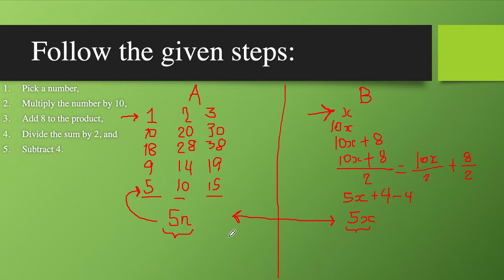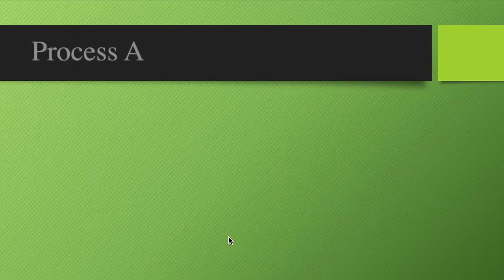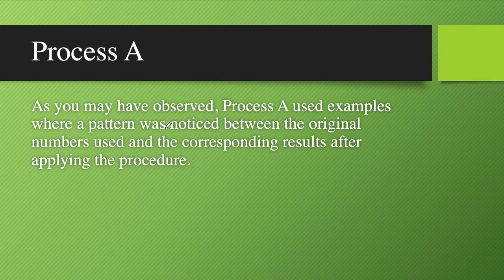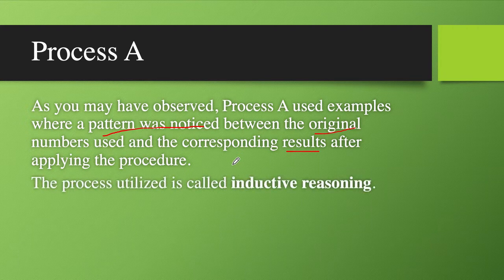Okay, so let's try to digest the processes here. Let's start with process A. Process A, as you have observed, used examples where a pattern was noticed between the original numbers used and the corresponding results after applying the procedure. This process is utilizing what we call inductive reasoning.